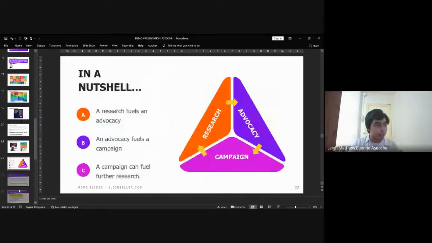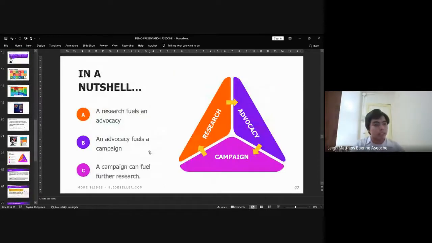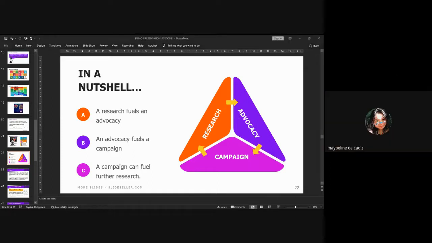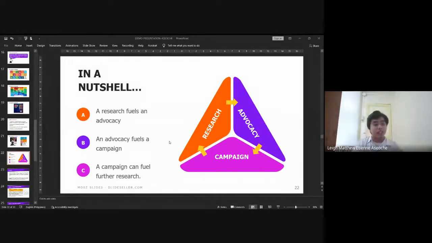Now, in a nutshell, to wrap everything up, this is the relationship of the three. Okay, a research can help make an advocacy. An advocacy can help make a campaign, and a campaign can help make more researches. Okay, is this clear for all of you? Yes, sir. So just think of it that way. The three are interconnected. Research makes an advocacy, advocacy makes a campaign, and campaign can make more research. Okay.